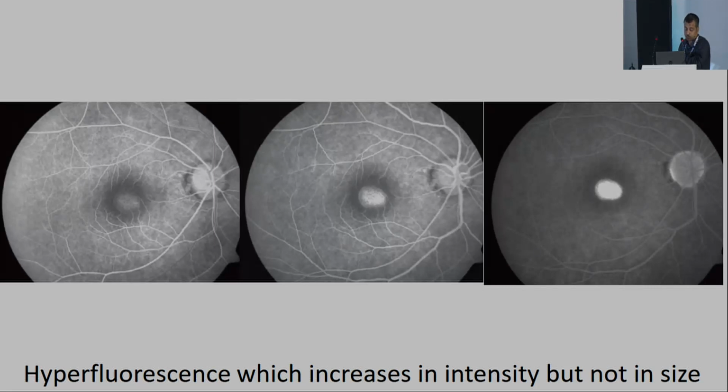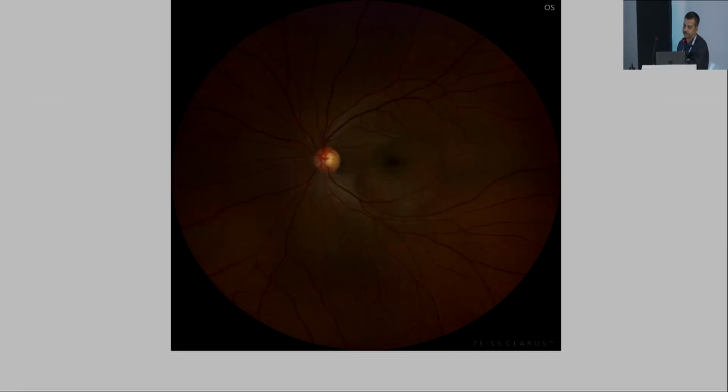So this is a pigment epithelial detachment, and this is a typical example of pooling where the hyperfluorescence will increase, but the area will not. So window defect and pooling, you have to differentiate. In pooling, the intensity will increase, the area will never increase, because pooling occurs due to accumulation of dye into an anatomical space. In this case, the accumulation is occurring in an anatomical space, that is the pigment epithelium detachment.